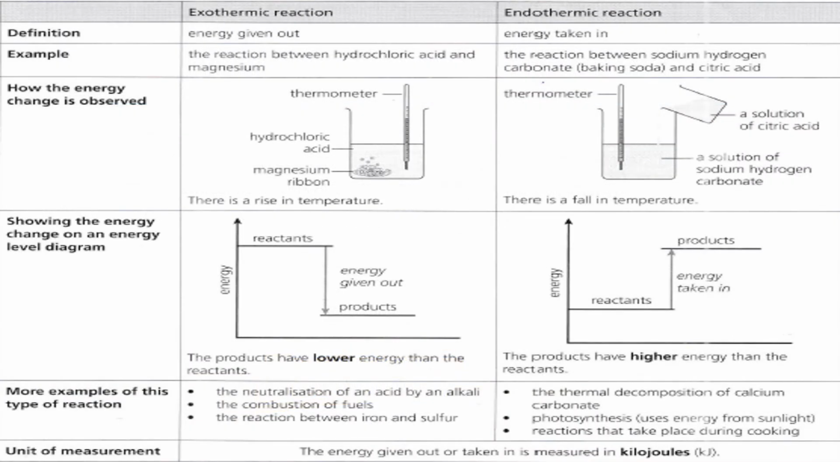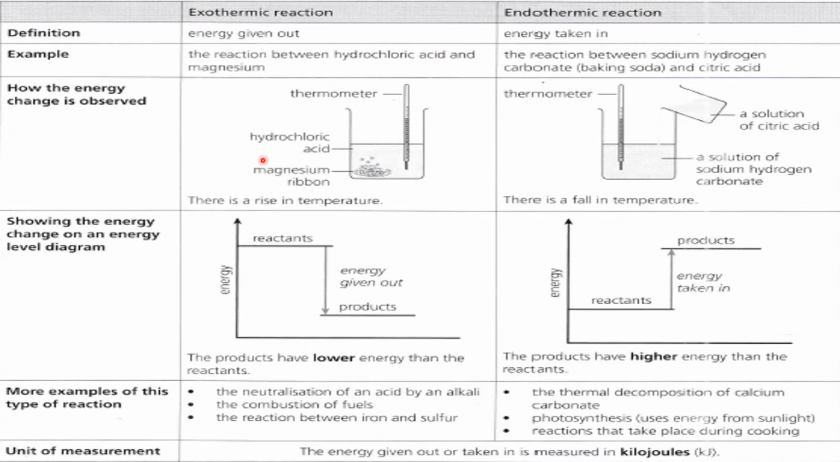So this is the comparison of exothermic reaction and endothermic reaction. Right here, exothermic reaction, energy is given out. For example, the reaction between hydrochloric acid and magnesium. Usually, I don't say all, usually, the exothermic reaction feels hot when you touch it, because it gives out energy. For example, you touch this beaker, you feel hot. It doesn't mean it needs to be hot, but usually for exothermic reaction, it will be hot.